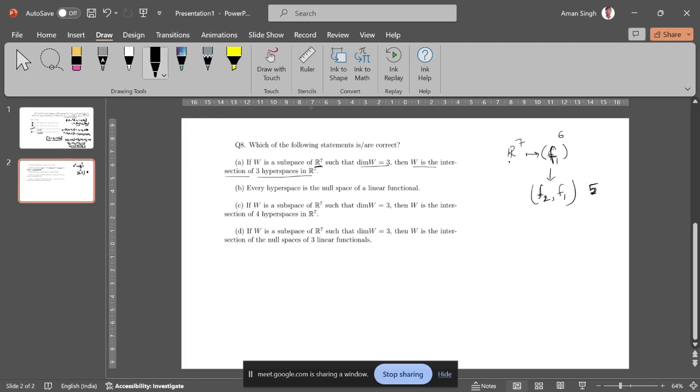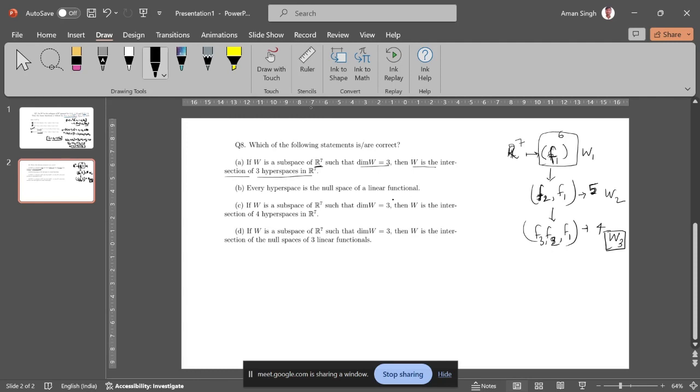So the role played by R7 now is played by this 6-dimensional space, say W1. If you take F2, a linear functional on W1, then this will be of dimension 5. This was your W2. Similarly, if you intersect with F3, this is 4-dimensional. This is your W3 in the third step. So if you have 3 distinct hypersurfaces, the dimension will be greater than or equal to 4.